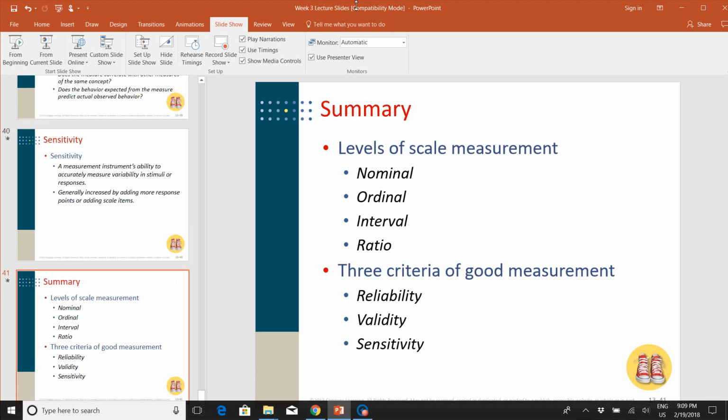So in this chapter, we basically have learned about levels of measurement scales and criteria of good measurement. So this is the end of this chapter.